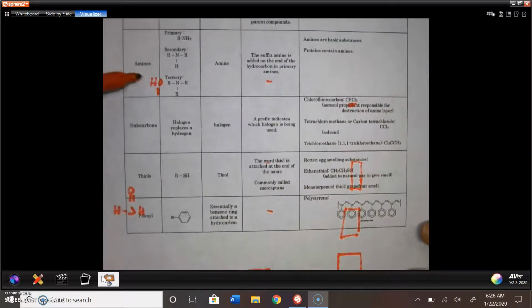Other functional groups that I want you to be able to recognize: amines have nitrogen. So there's primary, secondary, and tertiary, depending on how many carbons that nitrogen is bonded to. But for us, we're just going to all call them amines. You don't have to name amines. You just have to recognize them.